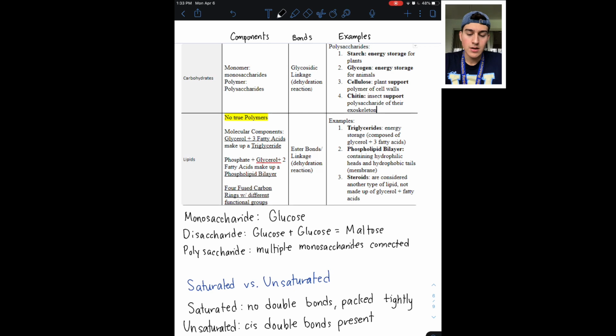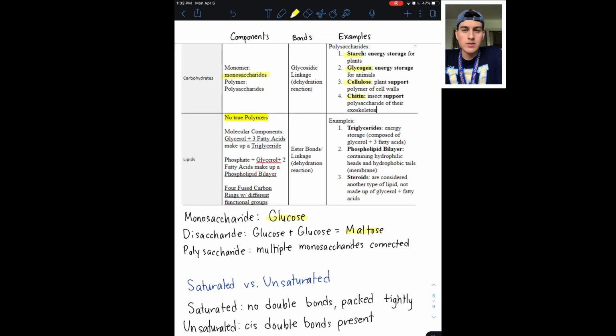So carbohydrates, as I mentioned earlier, the monomer for it is monosaccharides, and an example of a monosaccharide down here is glucose. If you were to connect two monomers together, such as two glucoses, that would be considered a disaccharide. An example is glucose plus glucose equals maltose. The last thing that's very important is a polymer, which is polysaccharides, and that's just multiple monosaccharides connected together. Some examples on the right are starch, glycogen, cellulose, and chitin.